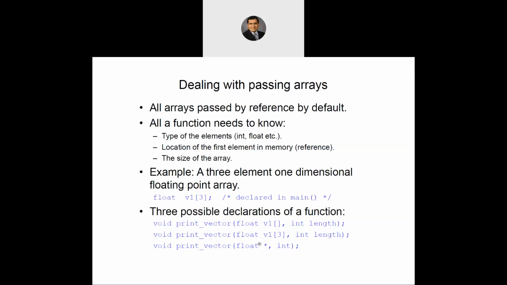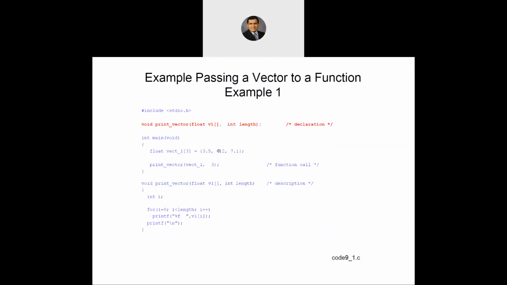So when you do function prototyping or function declaration, and one of your arguments is an array, it can be declared in this way, or in this way, or in this way. Now let's look at an example. First let's look at the structure of this program. I've got a main function and a print vector function. Two functions. Since this is a user-defined function, and my main function comes before it, I have to do function declaration, also known as function prototyping, which I do.